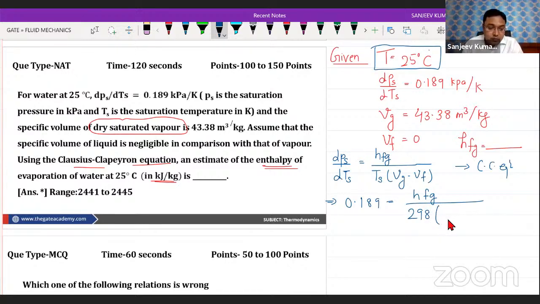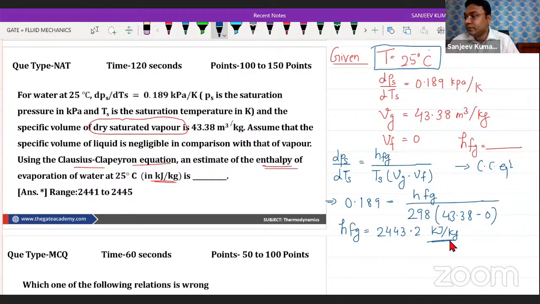Vg minus Vf. Vg is 43.38 minus Vf. Vf is 0. That's all. You can use your calculator and tell me the correct answer, how much you are getting for hfg. You will be getting hfg equal to 2443.2 kilojoule per kg. Correct. So this is the correct answer. Understood, everyone? Any doubt you can ask me. I can see your chat box.